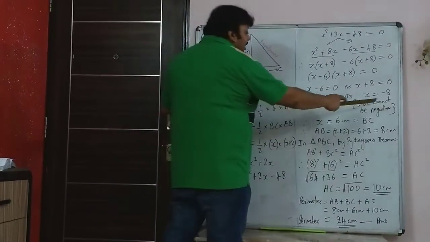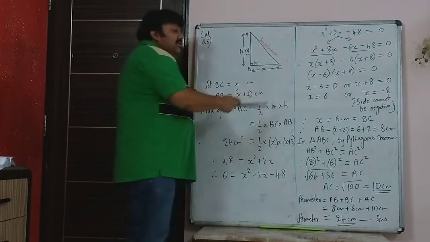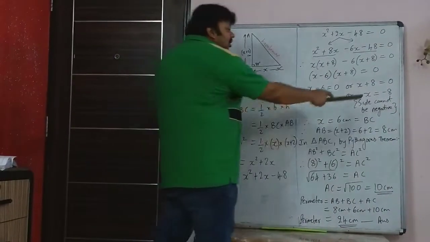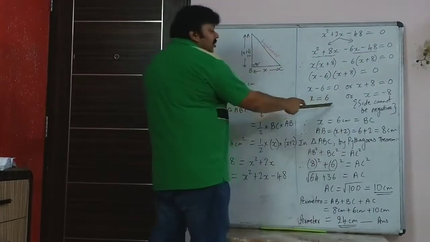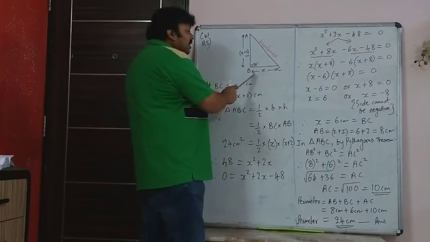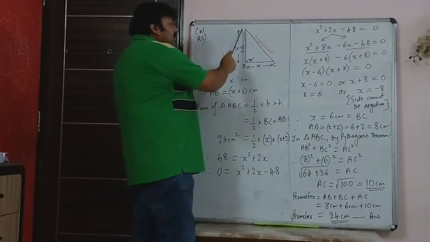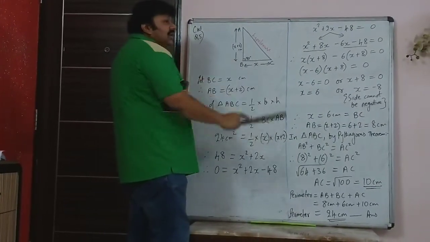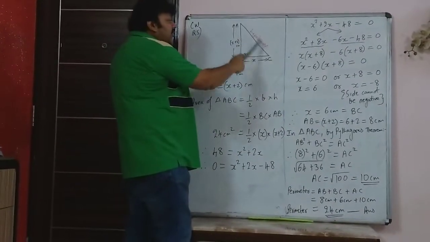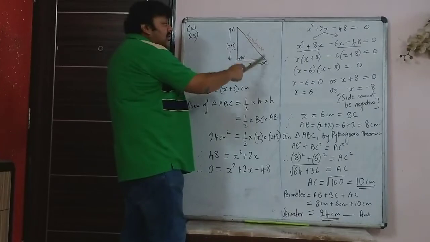So therefore you can't have a negative side. What is x? X is a side. The side cannot be negative. So you will have to ignore the negative value and take only the positive value of x. So in this case x is 6, BC is 6. This AB will be x plus 2, that is 6 plus 2, 8. So then by Pythagoras theorem, we have to find AC.